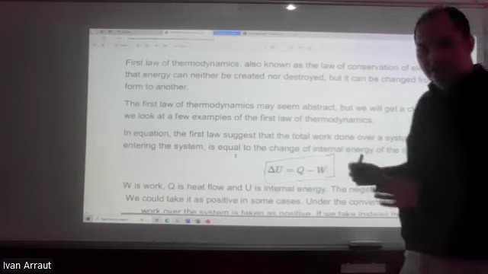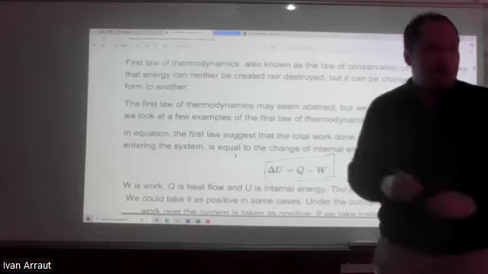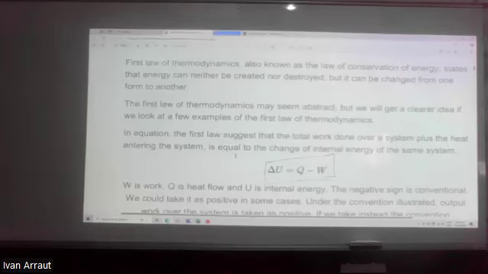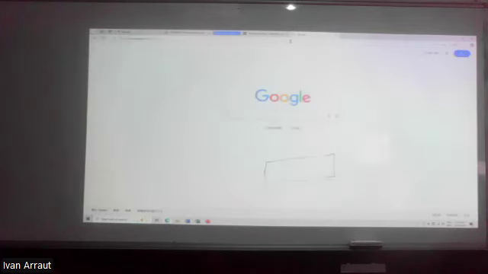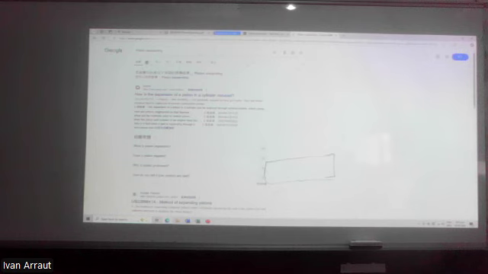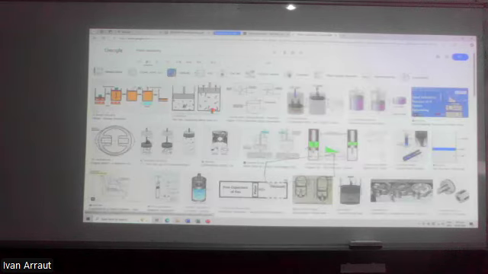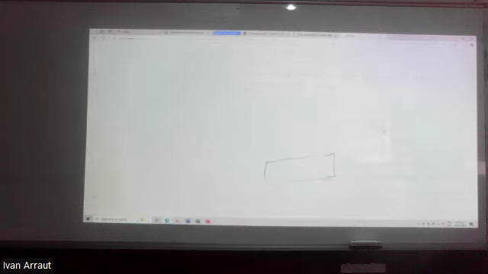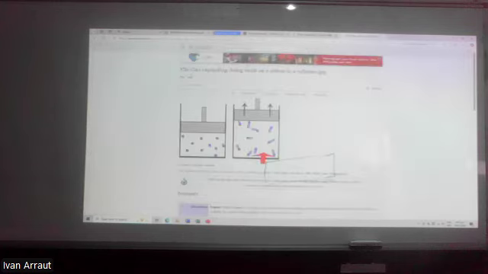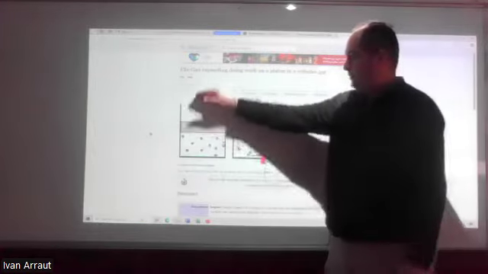Example of work. Put a piston. Let's find the image of a piston here because it's nicer when it appears in an image. Piston expanding. Piston expansion. Let's put it here. This one. Do you think it will become large like this? Yeah. Look at this. This is a piston expanding.